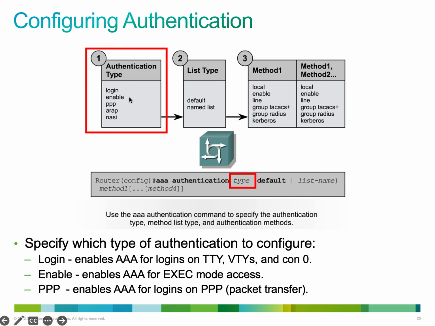You must specify login. Under this type, when you're configuring this, you must put the type. Here, I put login, which means hashtag authentication login default. Then we'll put our name list. We'll talk about the name list and the methods soon. So here you put the type of authentication. Is it login you want to authenticate? Is it enable? Is it PPP? You must put what you are authenticating here.